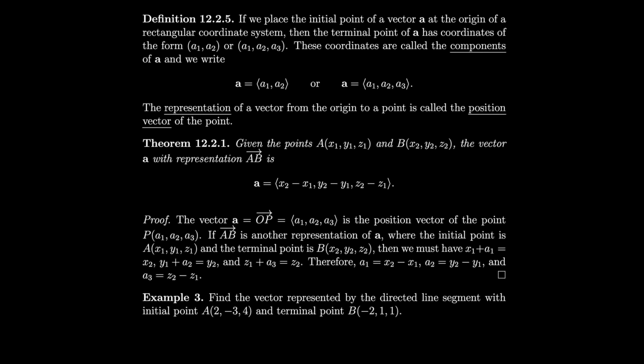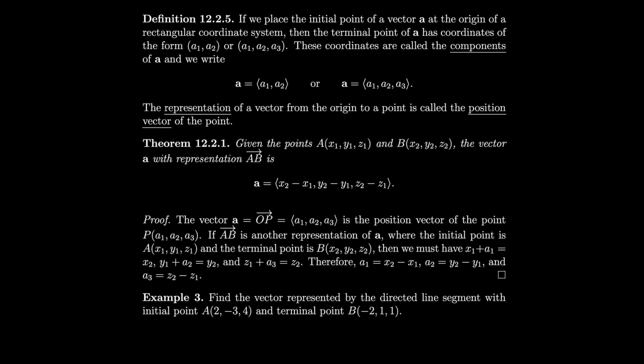Okay, if we place the initial point of a vector a at the origin of a rectangular coordinate system, then the terminal point of a has coordinates a1, a2, or a1, a2, a3. These coordinates are called the components of a, and we write a is equal to a1, a2, or in 3 dimensions, a is equal to a1, a2, a3. The representation of a vector from the origin to a point is called the position vector of the point.